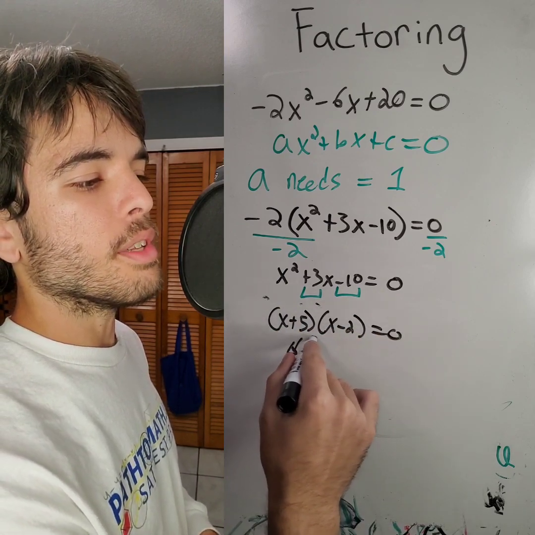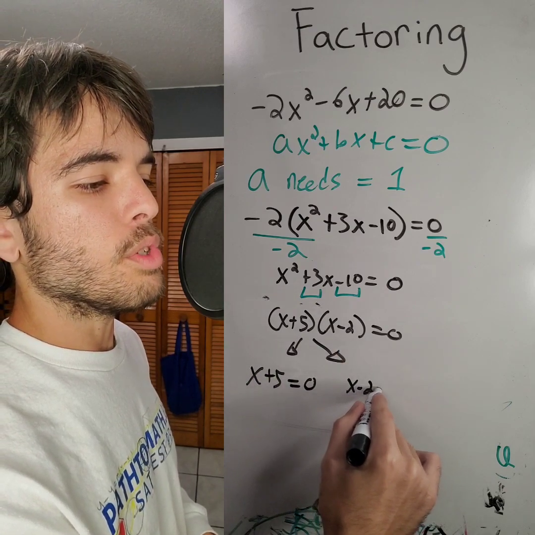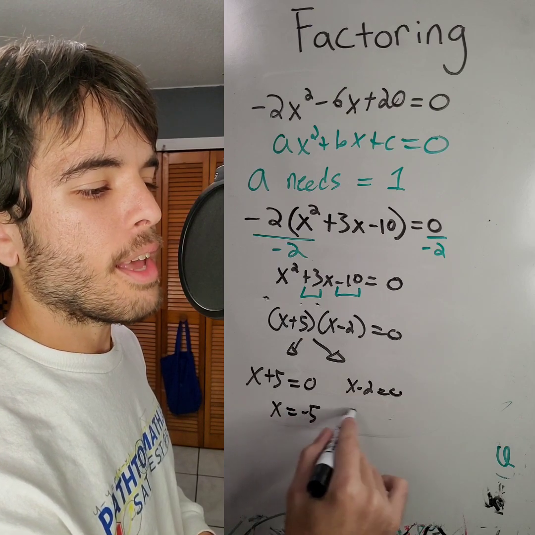We could split this because of the zero product rule. X plus 5 equals 0, x minus 2 equals 0. We get x equals -5, x equals 2.